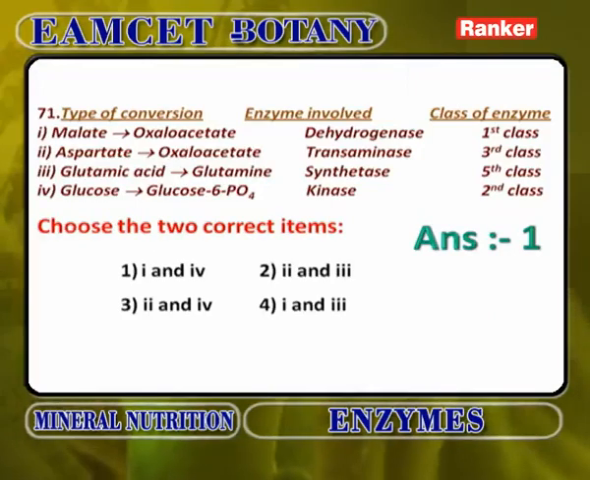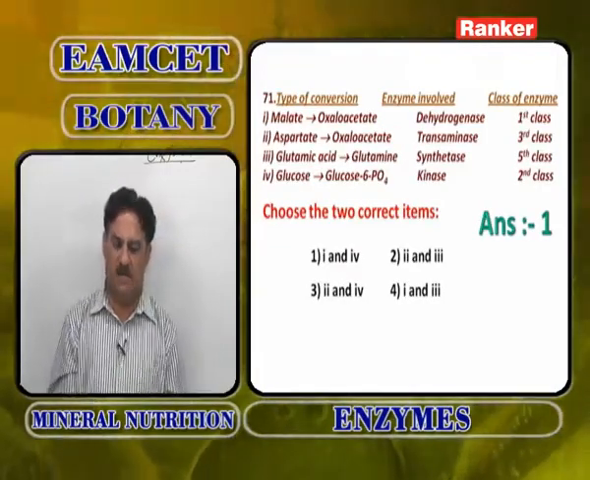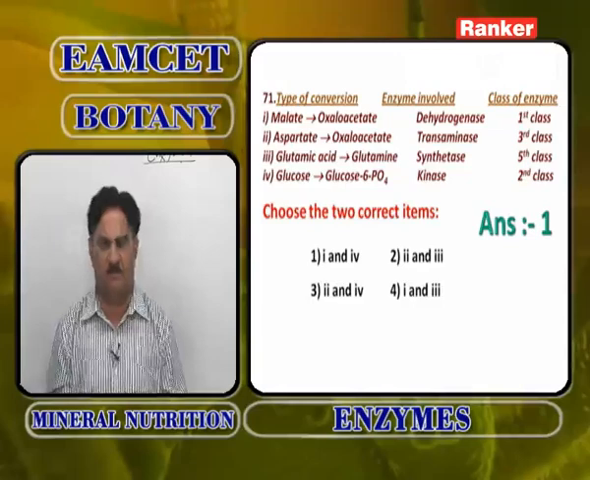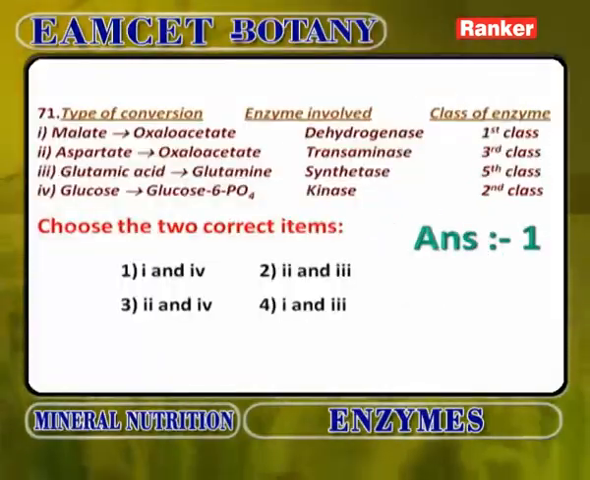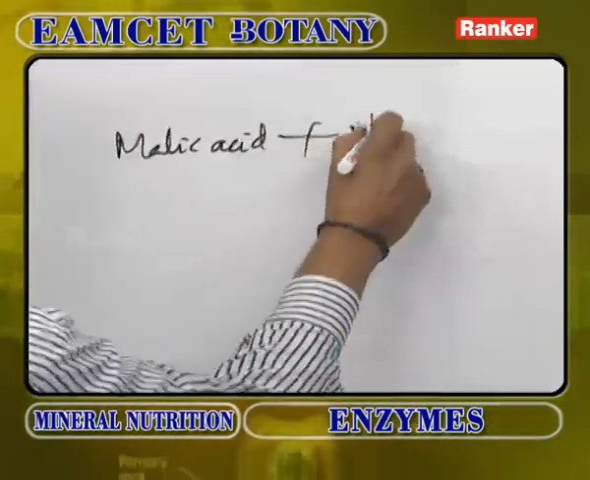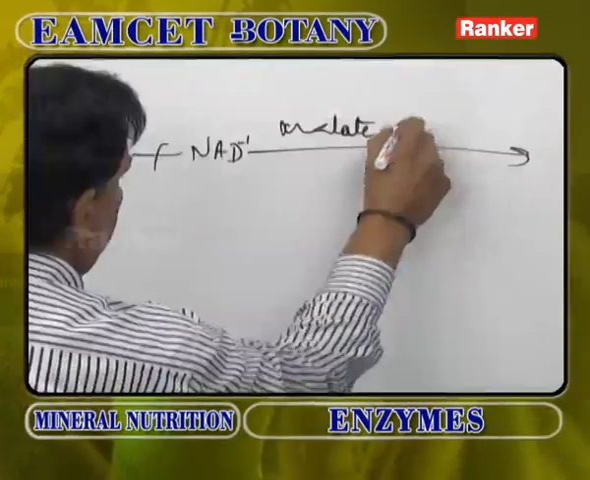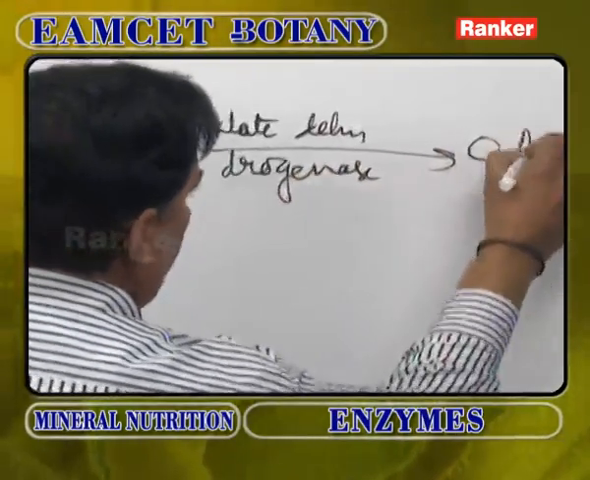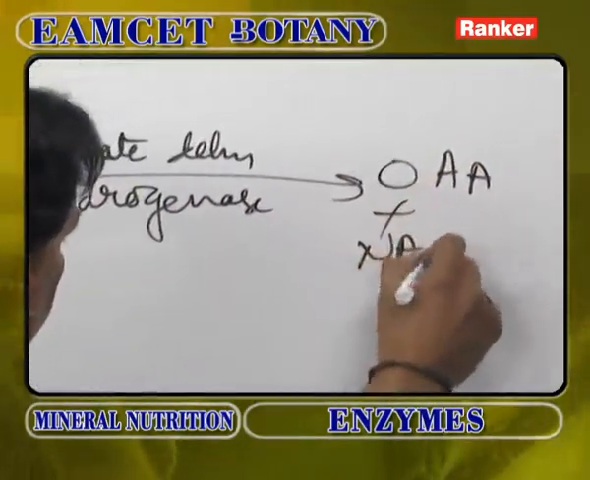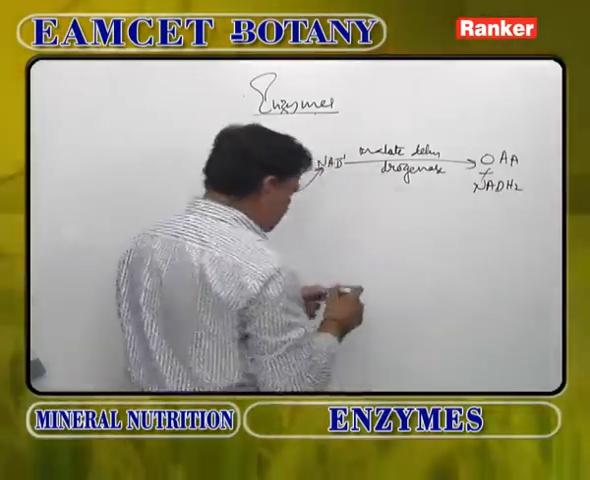Type of conversion, enzyme involved and class of enzyme. Malate converted into oxaloacetic acid by dehydrogenase, first class. Perfectly correct, because malic acid in the presence of NAD plus and malate dehydrogenase produces oxaloacetic acid and liberates NADH2. That means hydrogen removed from malic acid is attached to NAD.